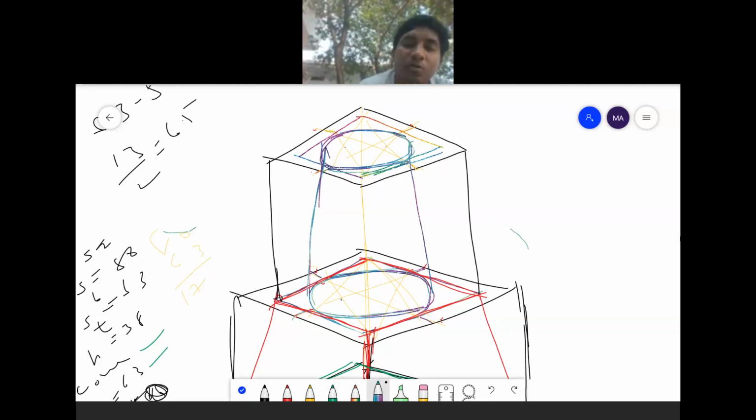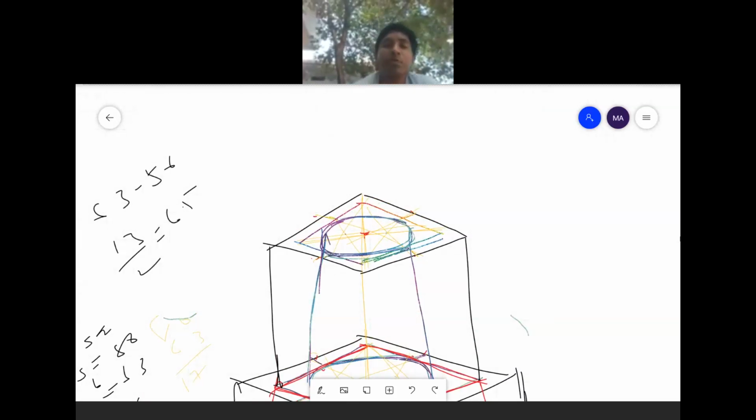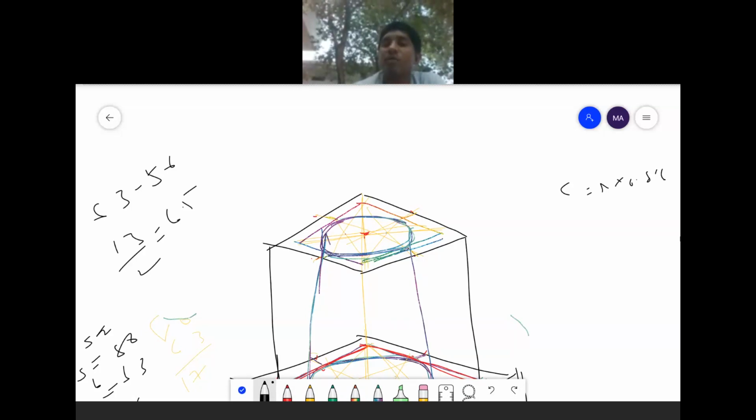Then I'm going to construct a sphere. I am joining this line and this line, this vertex to this vertex, this vertex to this vertex. I'm marking the midpoint here. I'm marking the midpoint here. Then from the midpoint, I need to calculate the center. The formula for center is radius into 0.816.